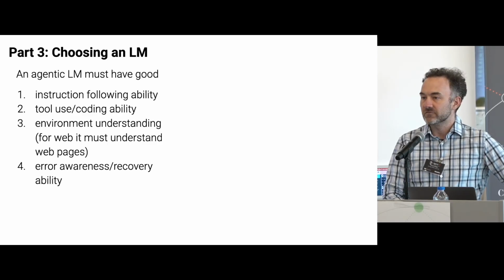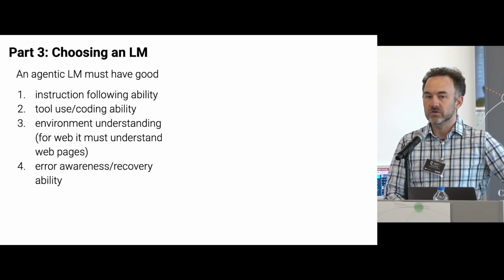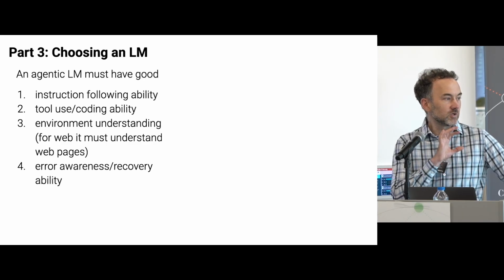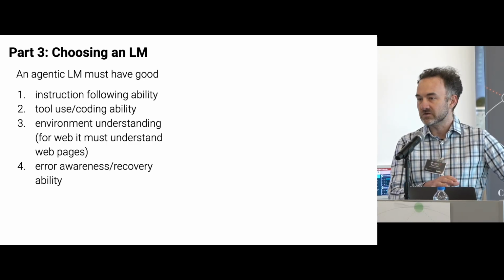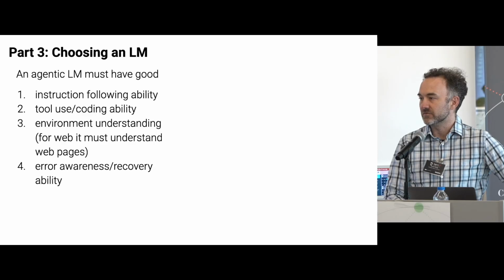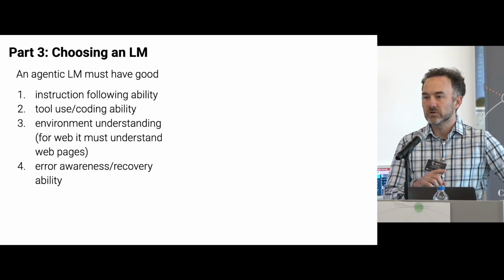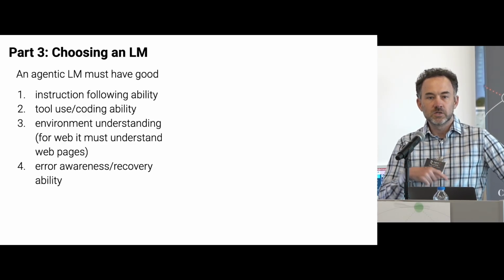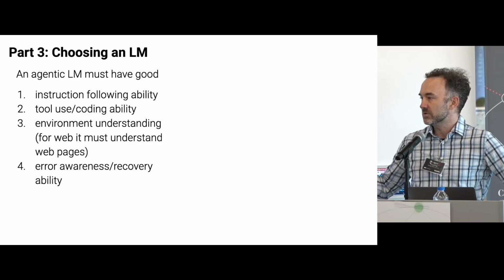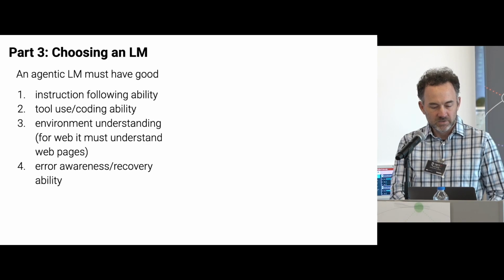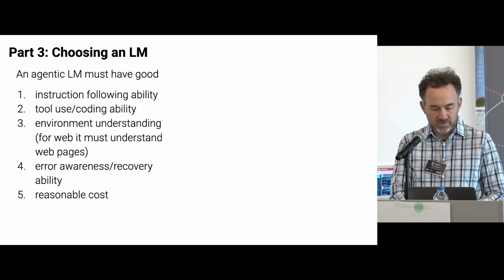It also has to have good error awareness and correction ability. Let's say it made a mistake. Could it identify that mistake and go in and fix it? One failure case of language models is that they will get stuck in loops and do the same thing over and over again because they can't find an alternative strategy when they fail. And some language models are better than that.